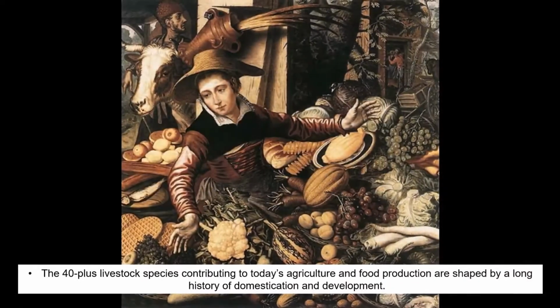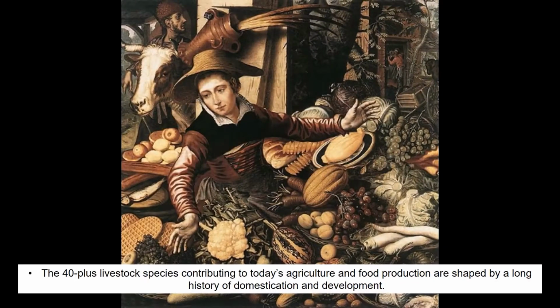Coming to animals, genetic diversity is also part of agrobiodiversity, as we know. So we know that livestock and animal diversity and the role it plays in maintaining agrobiodiversity is a key and vital part of agrobiodiversity. So far, more than 40 livestock species are contributing to today's agriculture and food production, and these species are shaped by a long history of domestication and development.